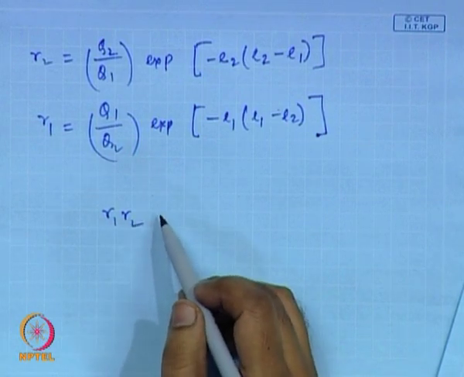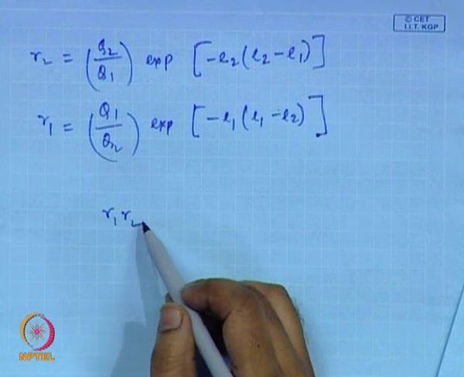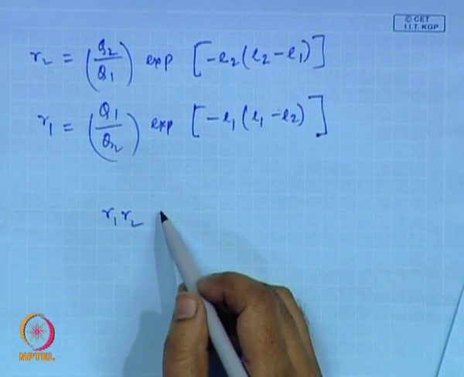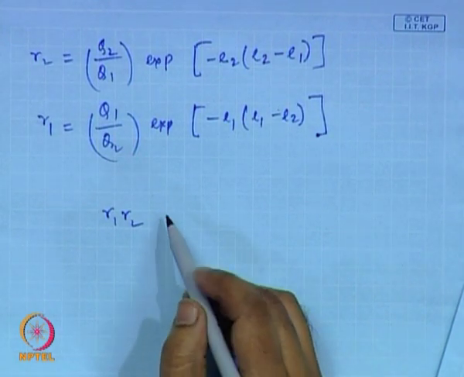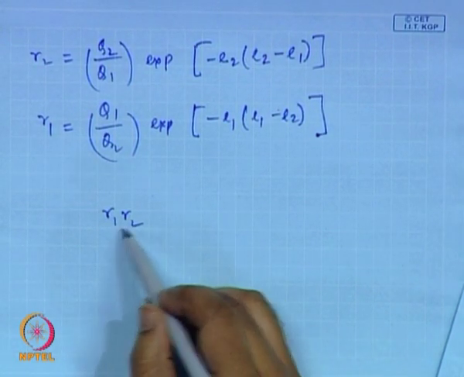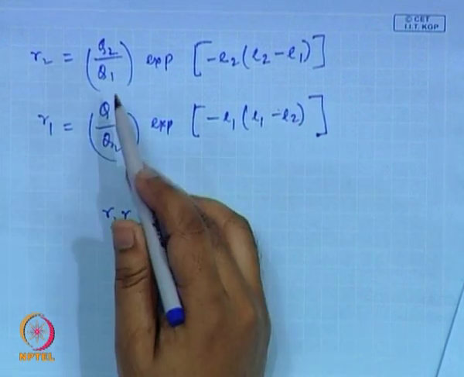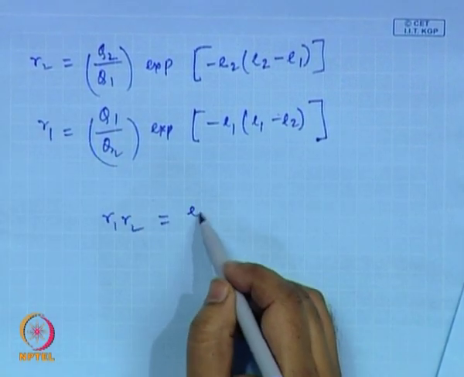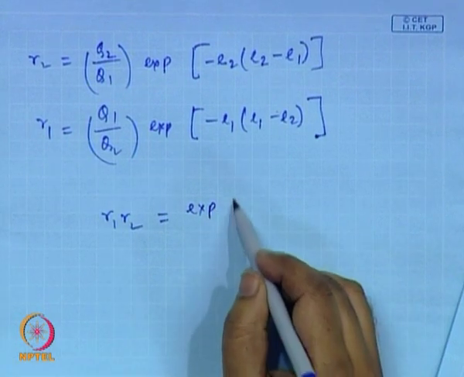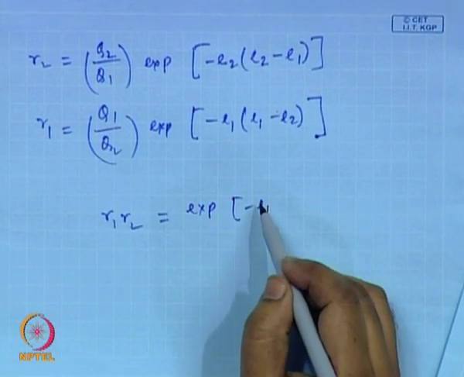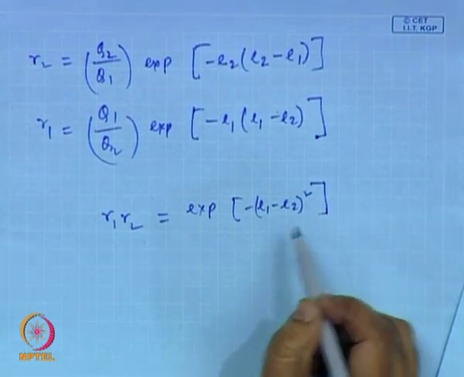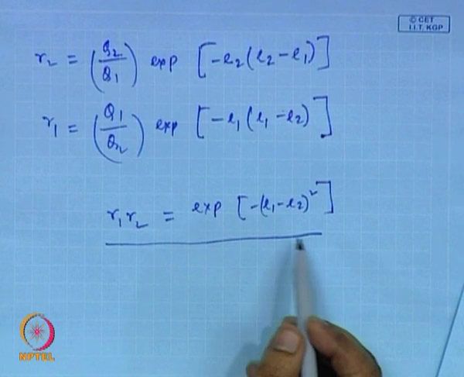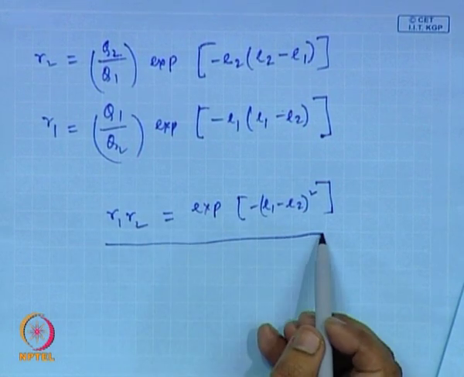and if both are equal to 1, then obviously R1R2 will be equal to 1, and that will be exactly a random copolymer. So, R1R2, if we multiply these two, will be given by exponential of minus (E1 minus E2) squared. Now, this expression is in sync with our understanding till now.